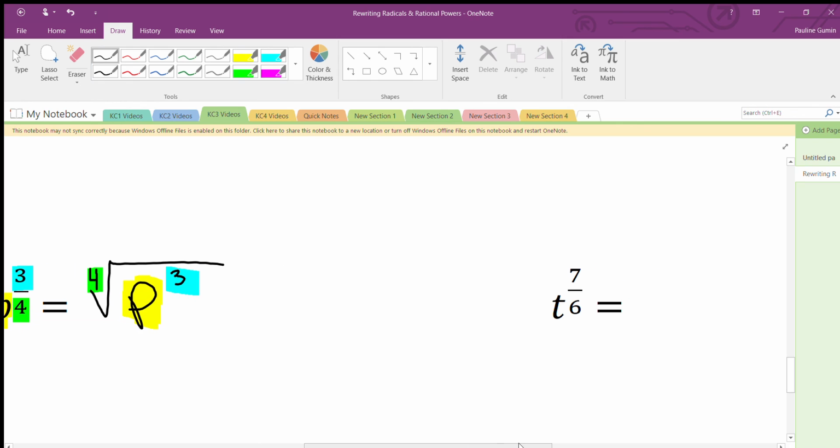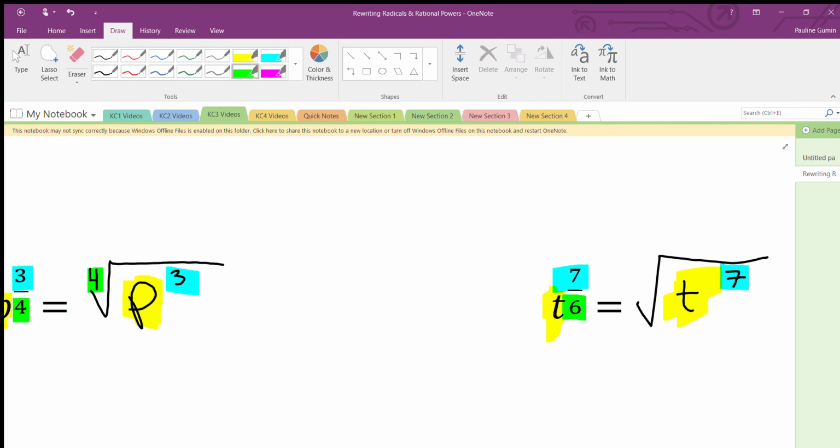And let's do one last one, just for practice. Drawing in my root, I begin by identifying the base T, the exponent, which is the top of our fraction, so that's 7, and then the bottom of our fraction, which gives us the root. So we have the 6th root of T to the 7th.